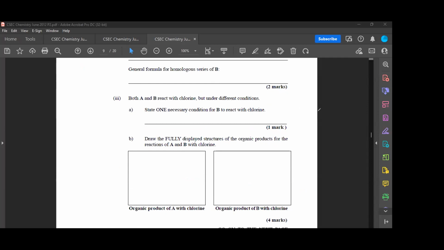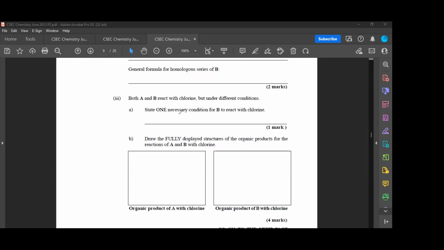Presence of UV light, sir. I hear UV light. Anything else? Sir, heat. Anything else? Presence of light. That's what I see in the chat. All right, so I hear heat. So hydrogenation. UV.